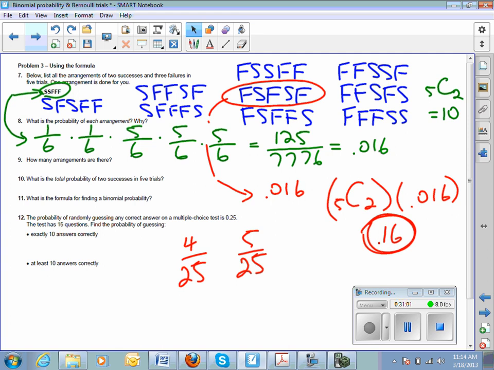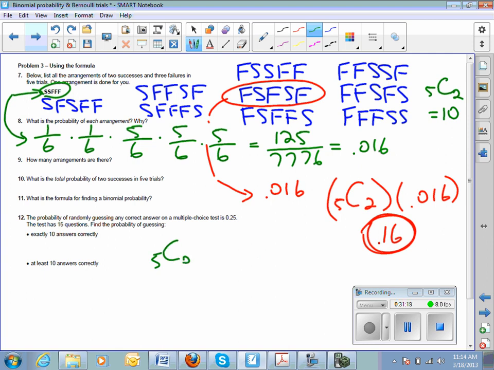All right, so if we wanted to know the probability of 0 successes, then instead of 5 choose 2, it's going to be 5 choose 0 here. So 5 choose 0 times 1/6. We don't have any factors of 1/6 because we want 0 successes. So we're going to have 5/6 times 5/6 times 5/6 times 5/6 times 5/6, all failures. So (5/6) to the fifth. And of course 5 choose 0 is 1.